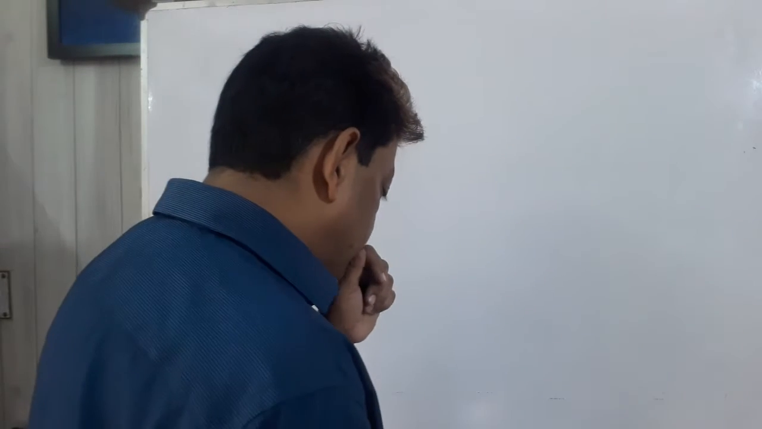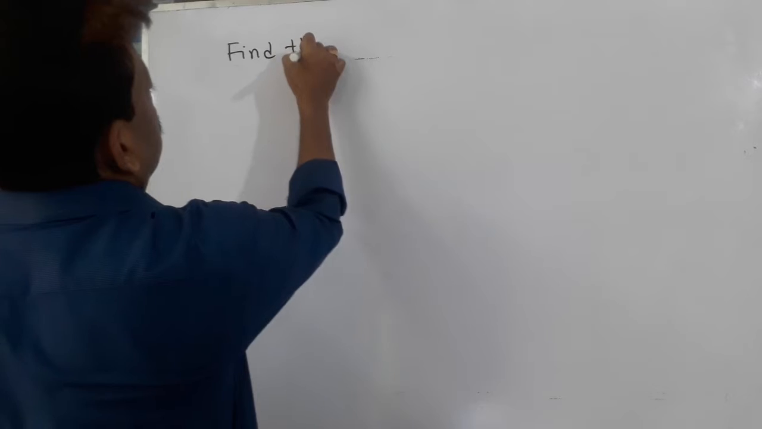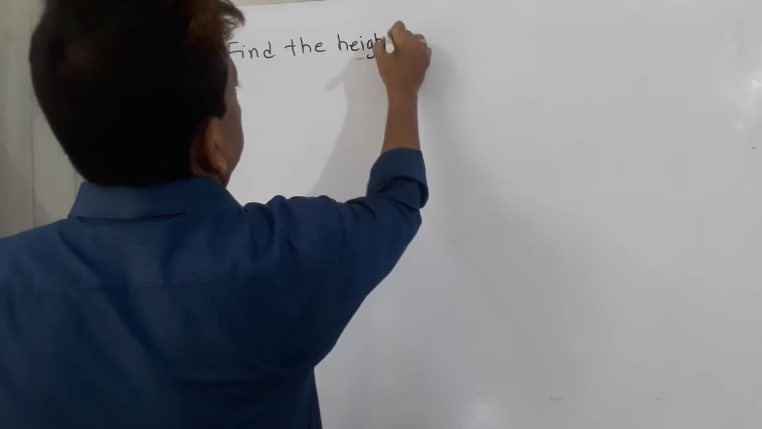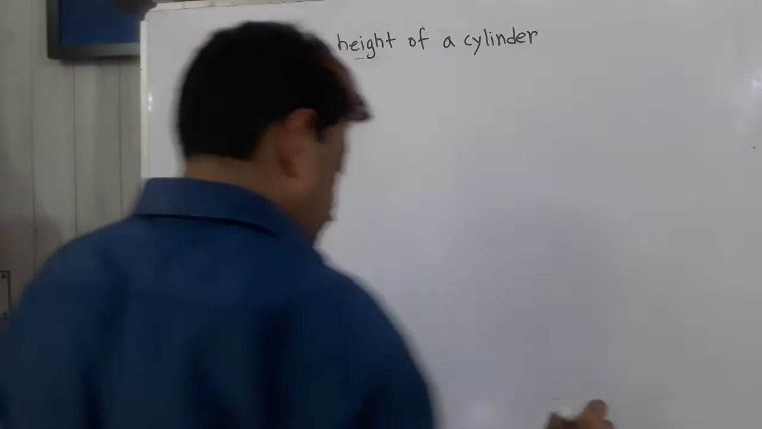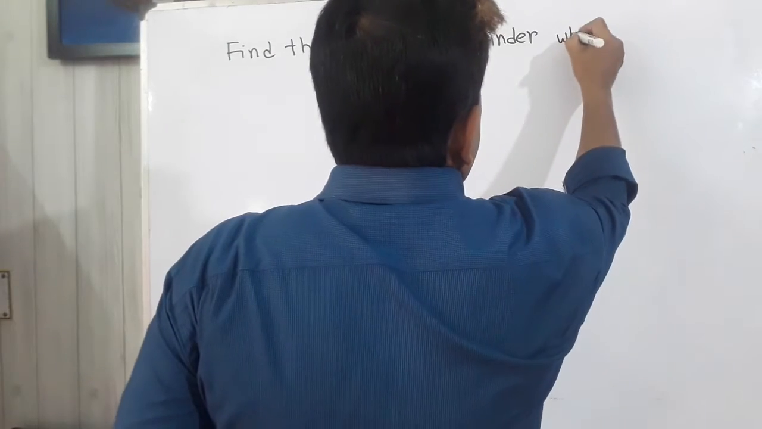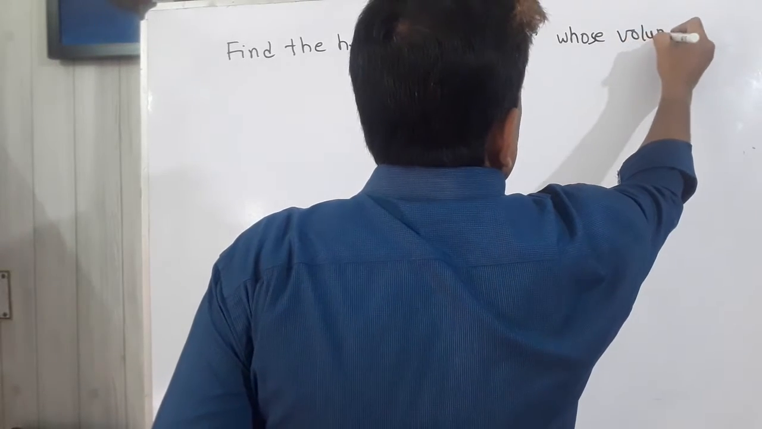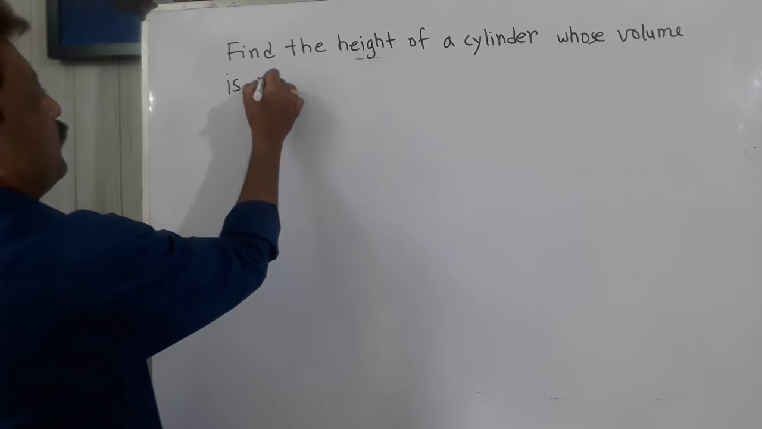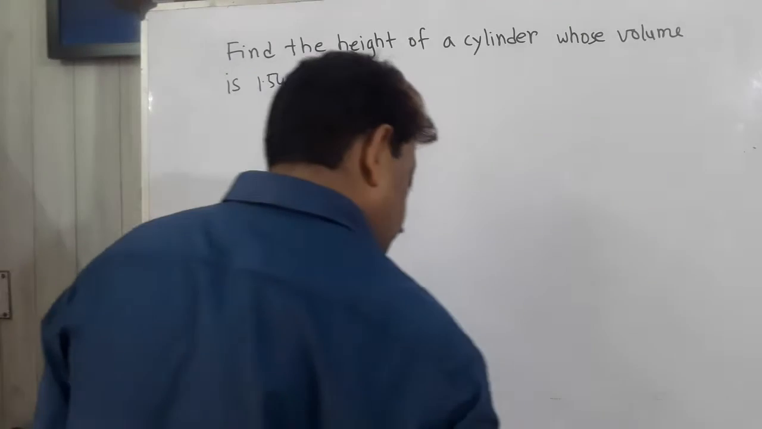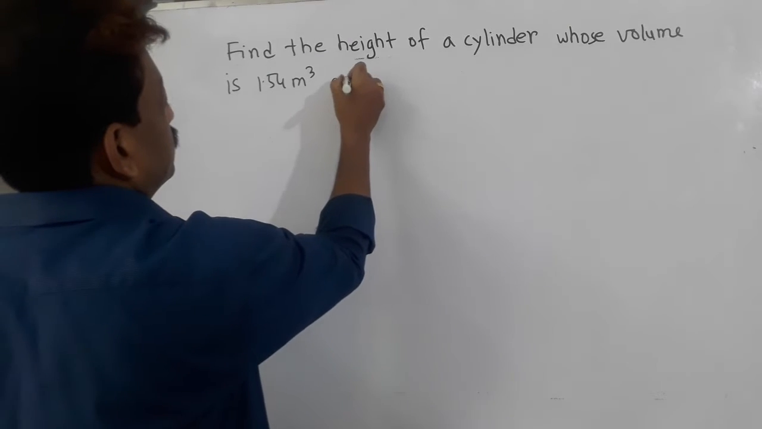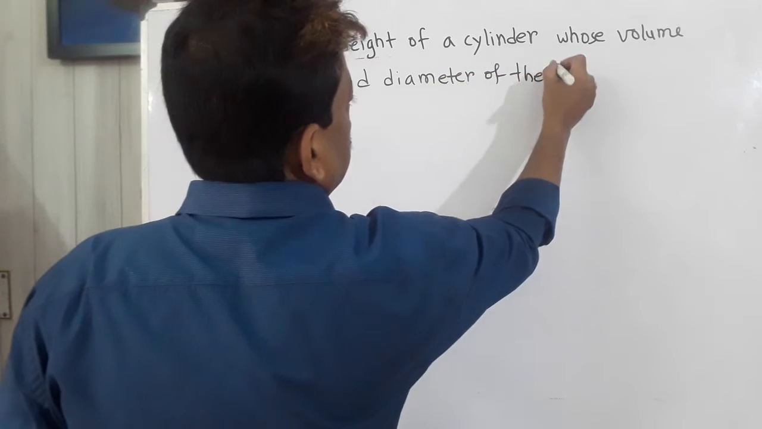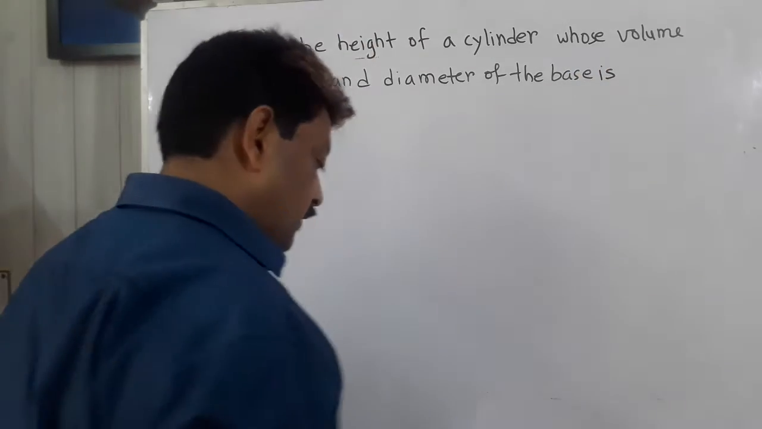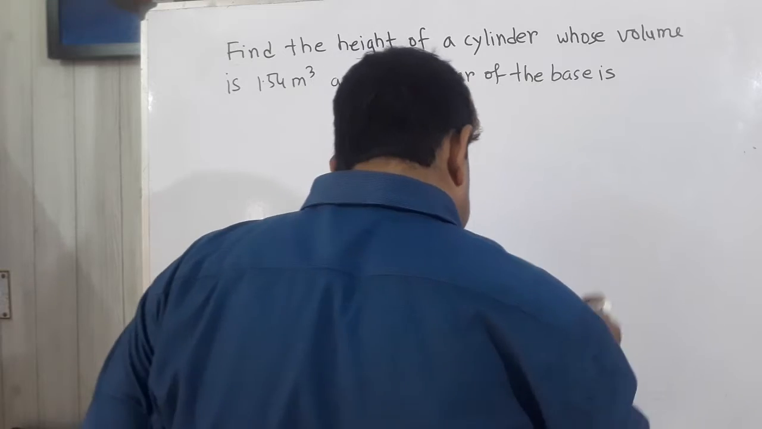The question is: find the height of a cylinder whose volume is 1.54 meter cube and the diameter of the base is 140 centimeter.